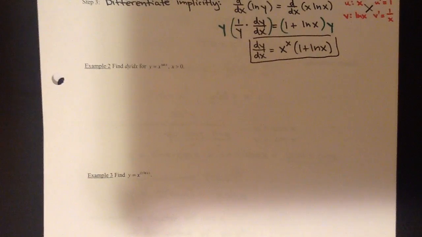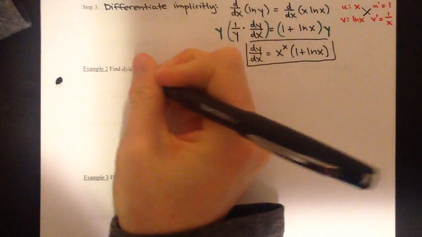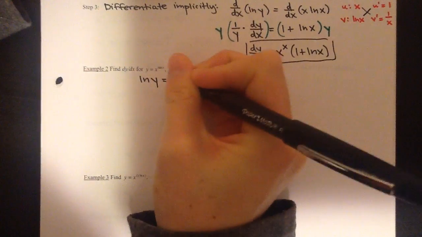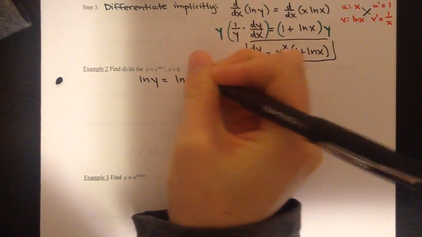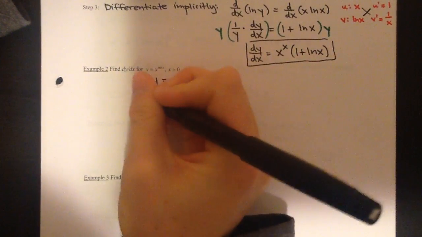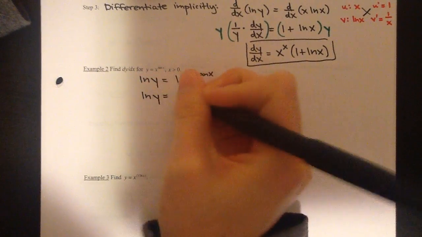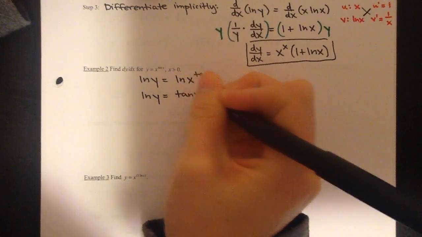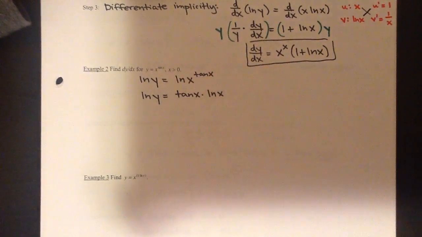Okay, second example, we're going to do something really similar here. It'll go a little bit more quickly this time because we kind of know what the steps are. Steps are exactly the same. So we start by taking the natural log of both sides. So we have the natural log of y equals the natural log of x raised to the tangent x power, and then we can apply our log properties. So the tangent can come out front and then multiply by my natural log of x function.